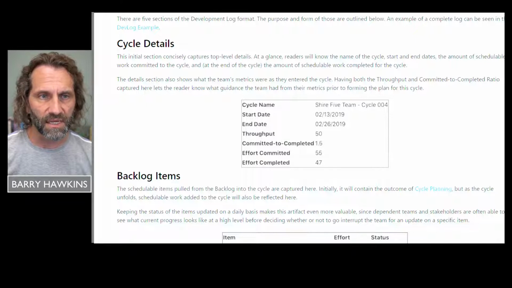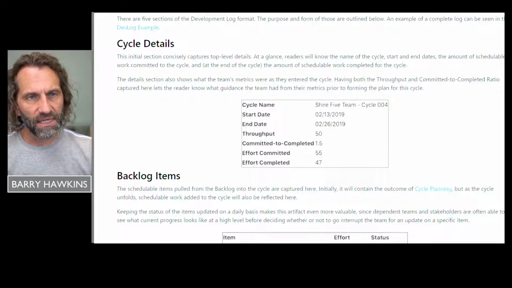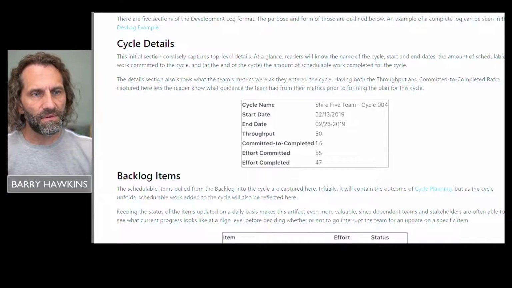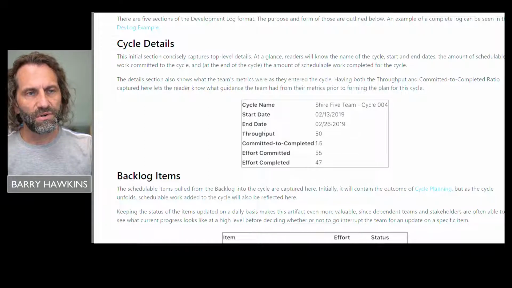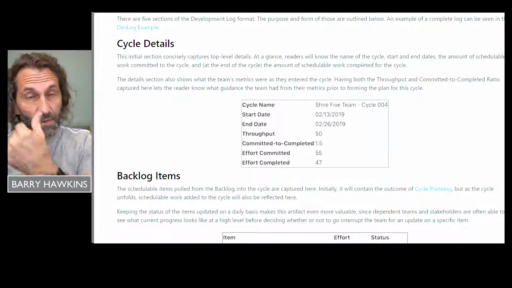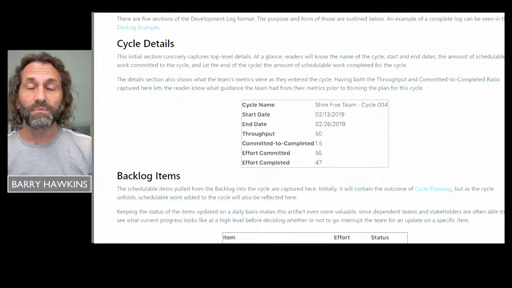If Scrum, they might say, Sprint 4, starting on February 13th, 2019, ending on February 26th, 2019. And at the start of the cycle, there are two core metrics. Throughput here is at 50 story points, and the committed to completed, or to use the more contemporary term, projected to completed ratio is 1.5 as they enter this sprint.